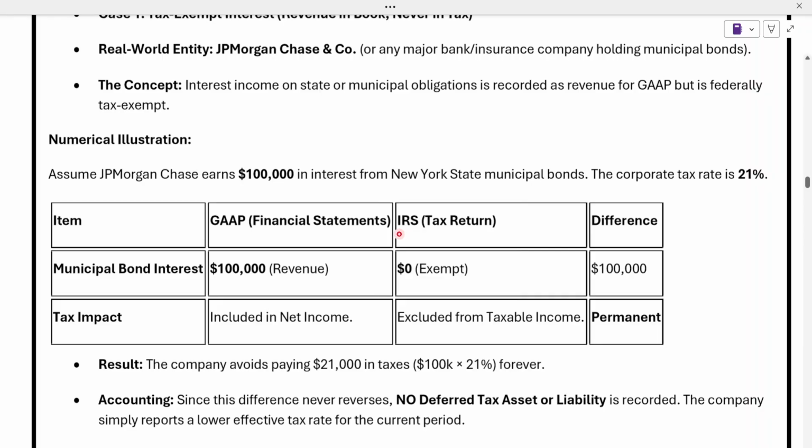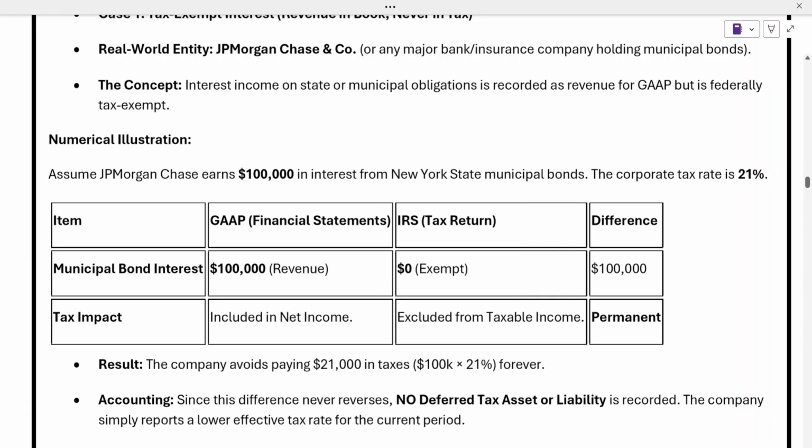But as per IRS income tax rules, what will happen? This is not a taxable income. Why? Because the bond income is not taxable as per IRS. That is their rule, and you will read this entire taxation concept in your other CPA modules. But there is no tax, so you will say there is a difference of 100,000 here.